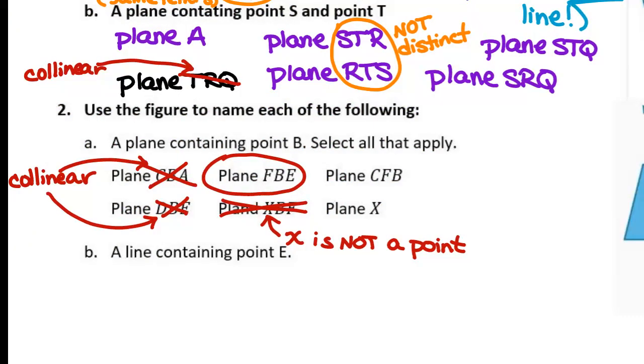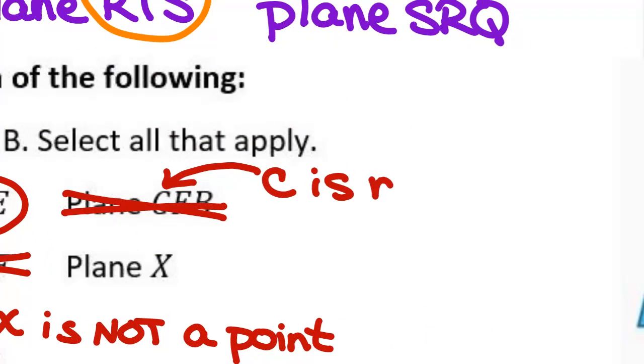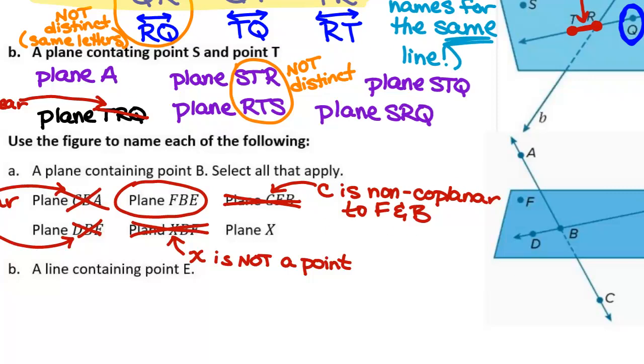CFB. Can we do that one? No, why not? Yes, C is non-coplanar to F and B. What about plane X?